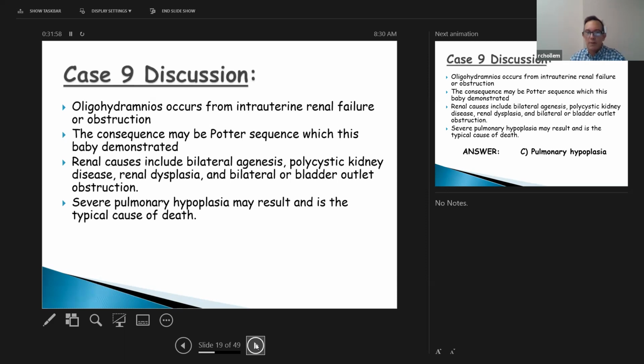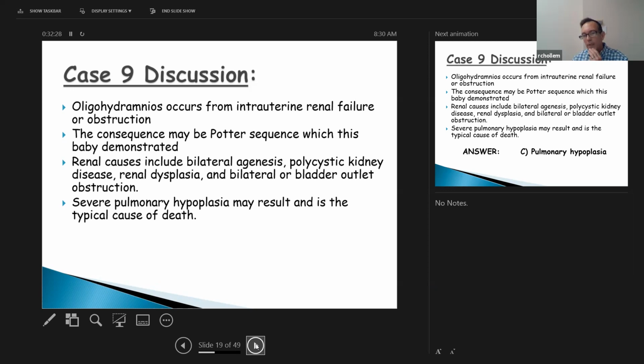So oligohydramnios means you have intrauterine renal failure or obstruction. So your urine output is down or absent. And the consequence can be Potter sequence, which this baby has. Lots of causes from a renal perspective that fall in the CAKUT umbrella, congenital anomalies of kidney and urinary tract, if it's a bilateral process or urethral obstruction. And the consequence is underdeveloped lungs or pulmonary hypoplasia.